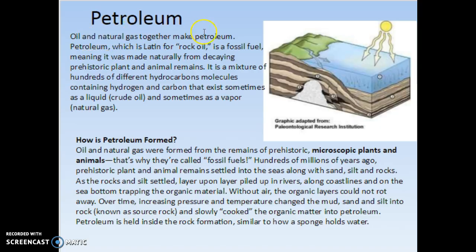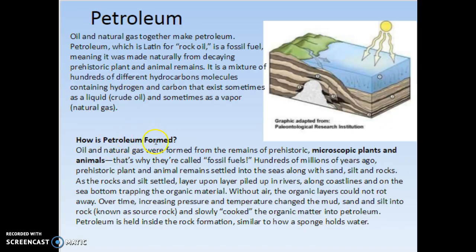Oil and natural gas together make up petroleum. Petroleum is Latin for rock oil, and it is a fossil fuel, meaning it was made naturally from decaying prehistoric plants and animal remains. It's a mixture of hundreds of different hydrocarbon molecules containing hydrogen and carbon that exists sometimes as a liquid, what we call crude oil, and sometimes as a vapor that we call natural gas.